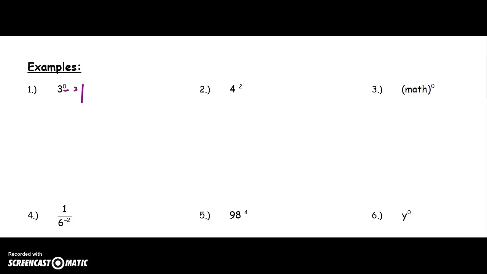In example number 2, we have 4 raised to the second power. We want to put this over 1 because we have to take the reciprocal of it. So you would flip it. Whatever is on the bottom now goes on the top, and whatever is on the top now goes on the bottom. So this is now 4 to the second power.